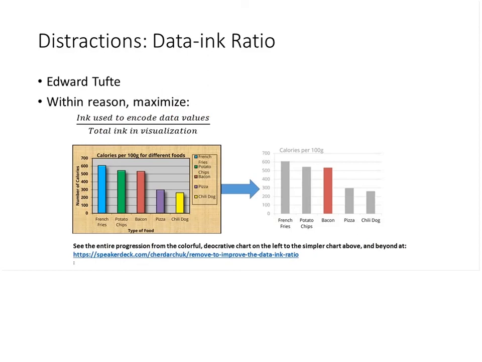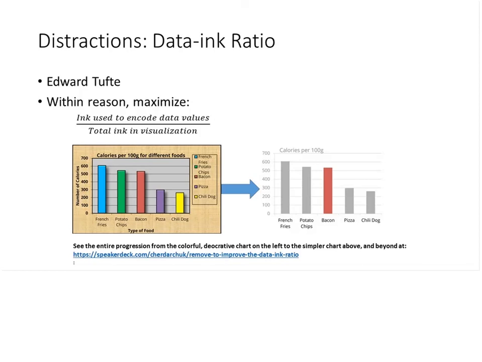It's the ratio of the ink that you use to encode your data to the total amount of ink in the visualization. So you can think about a lot of different visualizations that might have a whole bunch of fluff around the edges. Tufte calls that chart junk. And this visualization on the left at the bottom is a great example of it. It's using a bunch of different textures and colors, and the colors between the different bars really aren't all that useful because they're just doubly encoding the textual information of which category each of these bars represents.